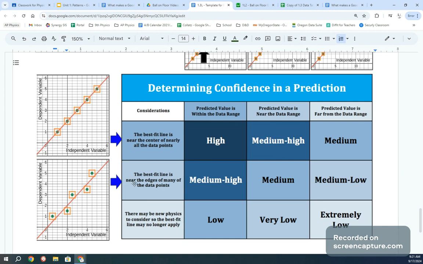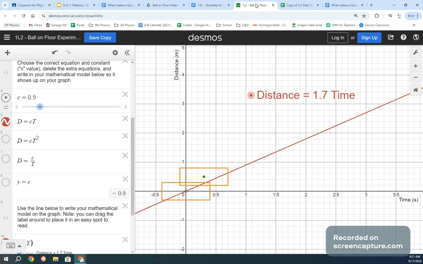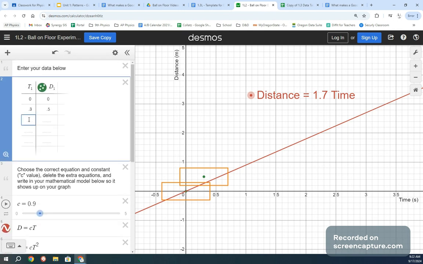This second one here is the best fit line is near the edges of many of the data points. So if it's near those boxes, but maybe doesn't go through all those boxes, I should just throw in another point here so we have an idea. If we're looking at 1, maybe we're looking at there. So that's getting near the edge.